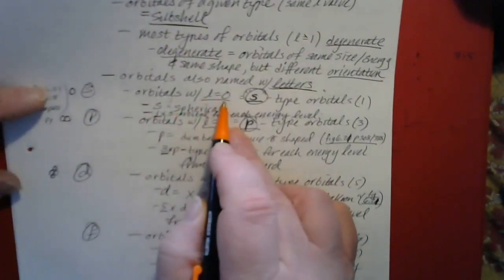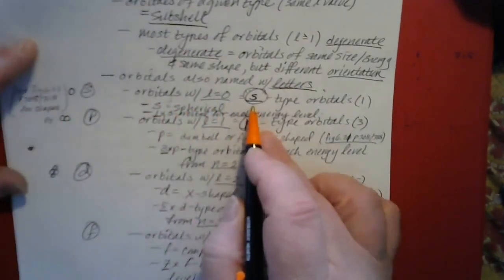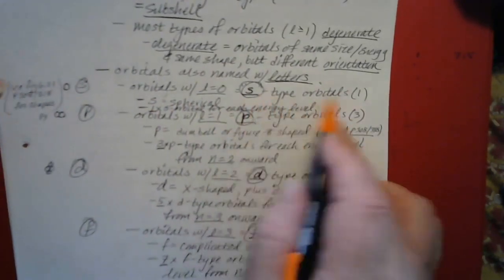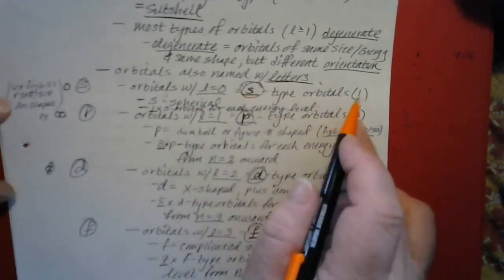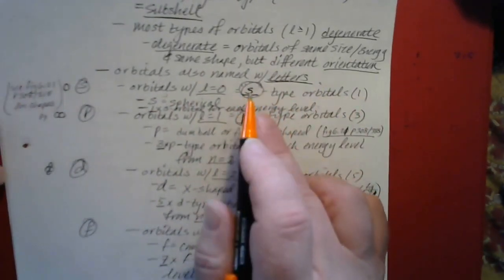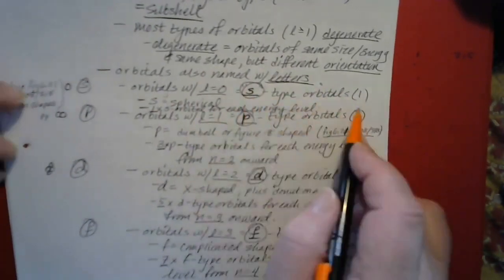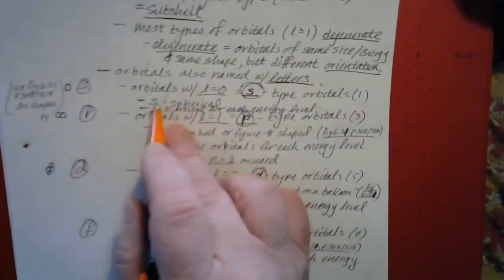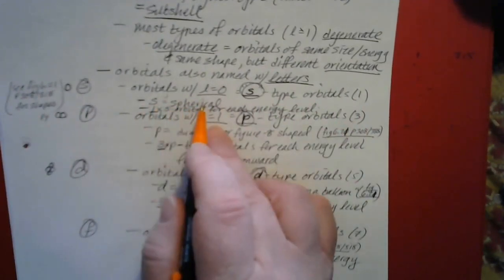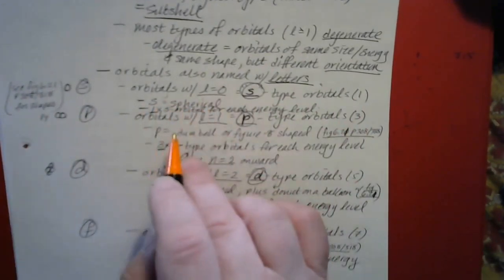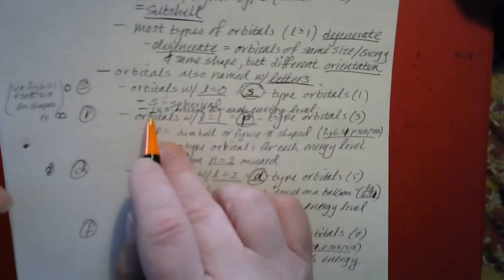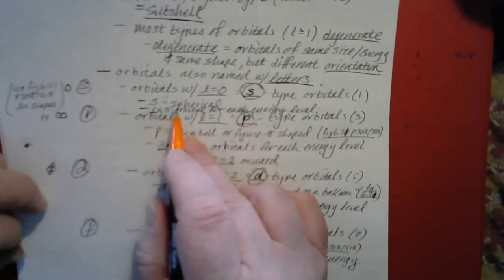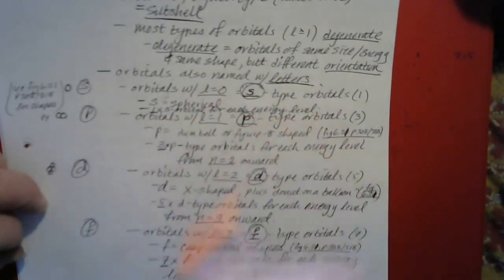The L equals 0 type of orbital is also known as an S-type orbital. There is one single S-type orbital in each principal energy level. That's what the 1 there means. And S, in this case, you can think of it as just standing for spherical. So S orbitals are spherical, and what the writing here says is that there's one of those for each energy level.